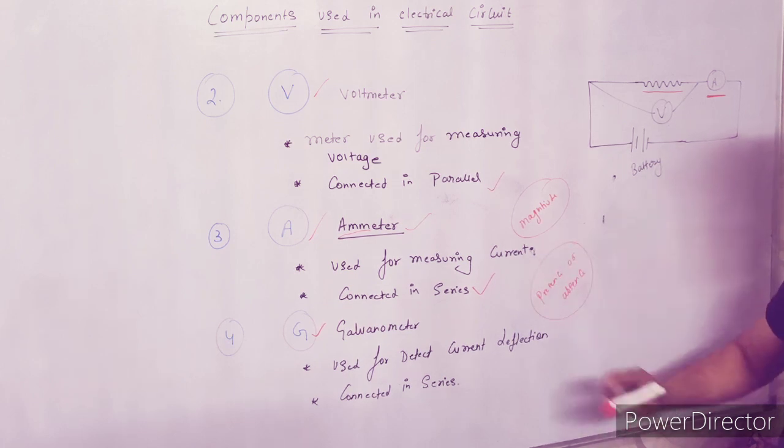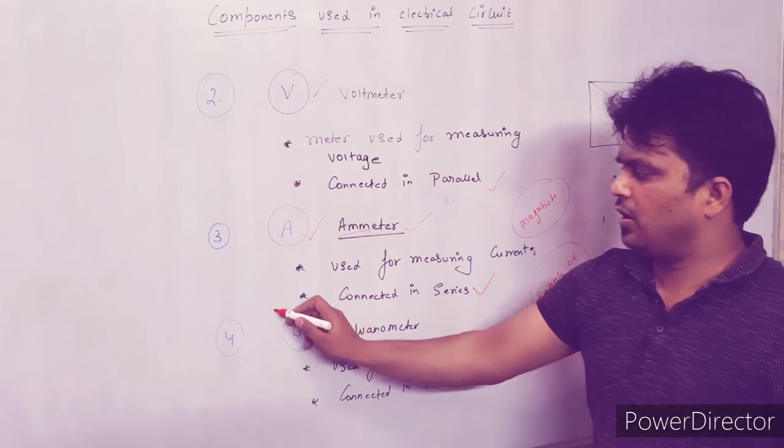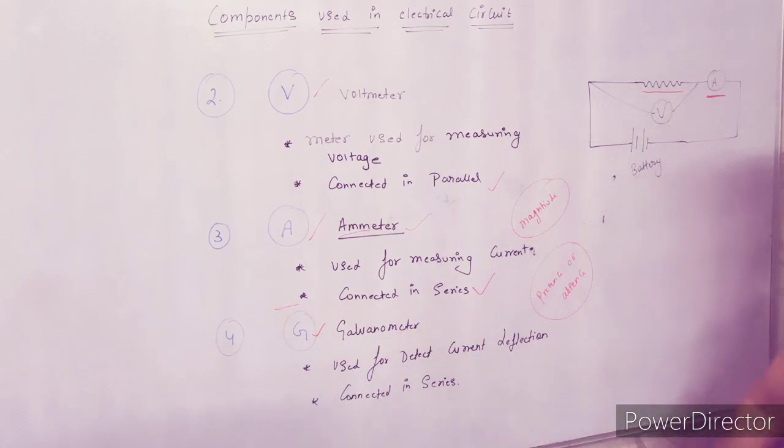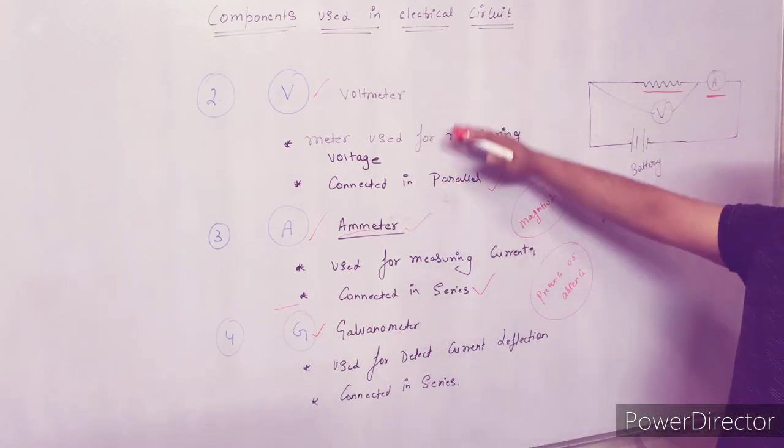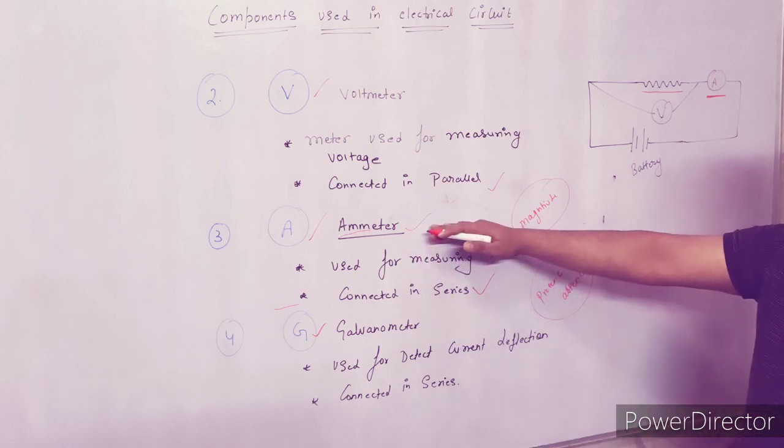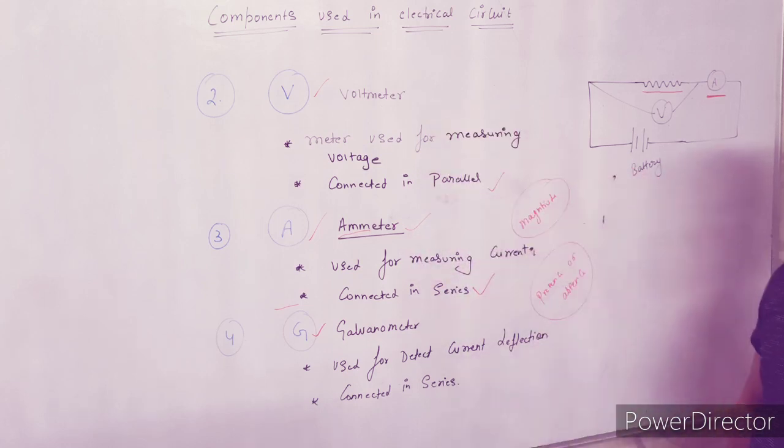So this is simply G for galvanometer. It is not in 10th class. In higher class we will study about this, but in our 10th class, voltmeter and ammeter are there. Ammeter is used for measuring the current, and voltmeter is used for measuring the voltage.